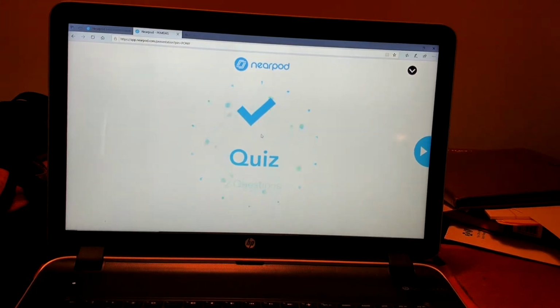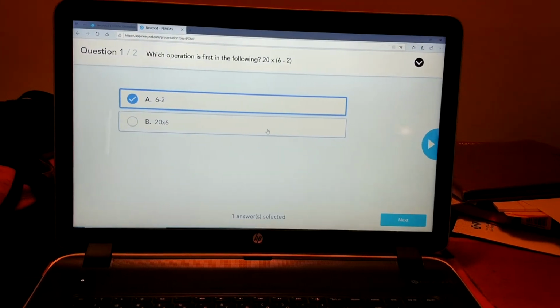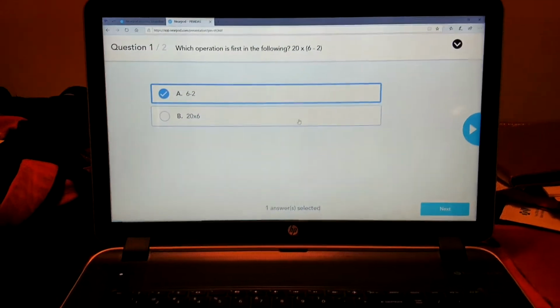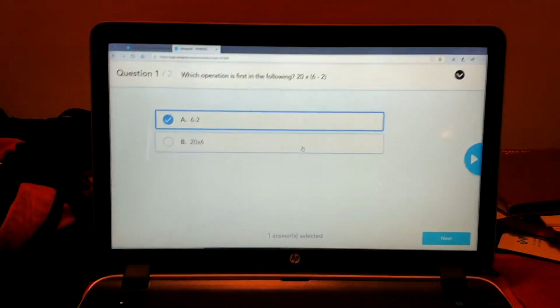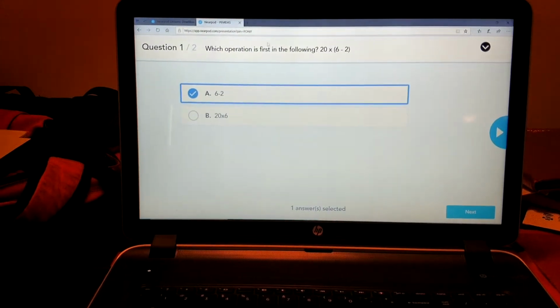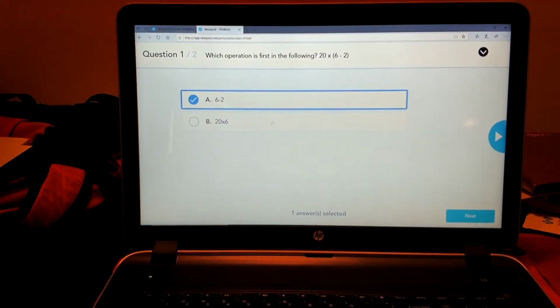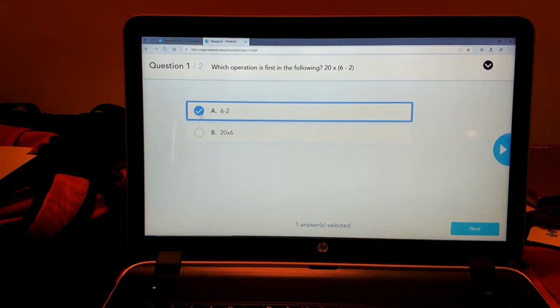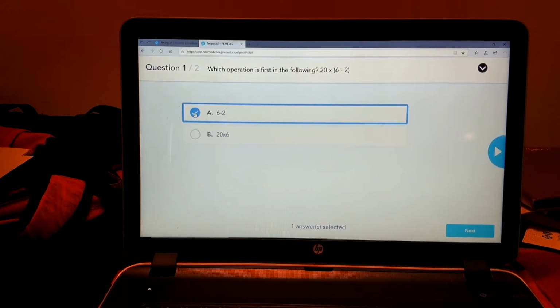The next one is a quiz. This is short, just 2 questions. Obviously, it would have more questions and more examples, but for the purpose of this presentation, we're just going to do 2. Which of the following is the first operation? 20 times 6 or 6 minus 2? We've already chosen 6 minus 2.